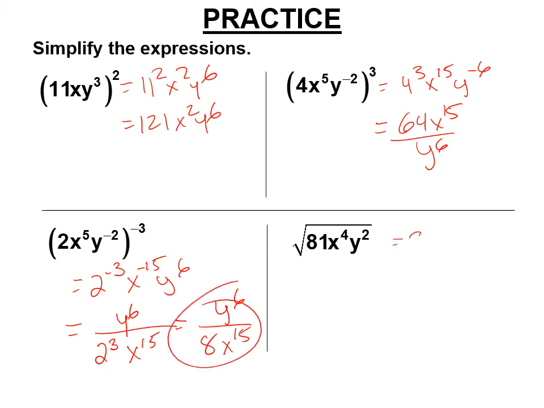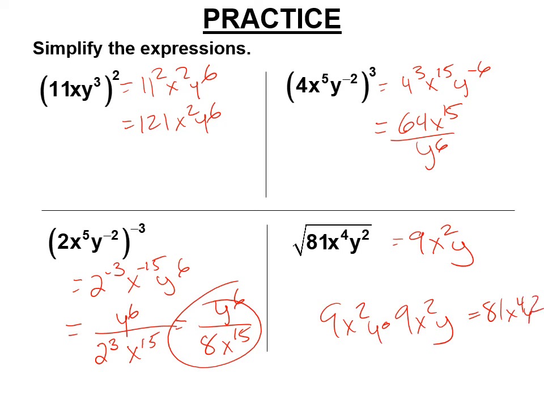Square root of 81 is 9. Square root of x to the 4th is x squared. Square root of y squared is y. That's 9x squared y. And again, if you're not sure if that's the square root, multiply it times itself. Does it make what we started with? Sure does. That's the square root of 81x to the 4th y squared.